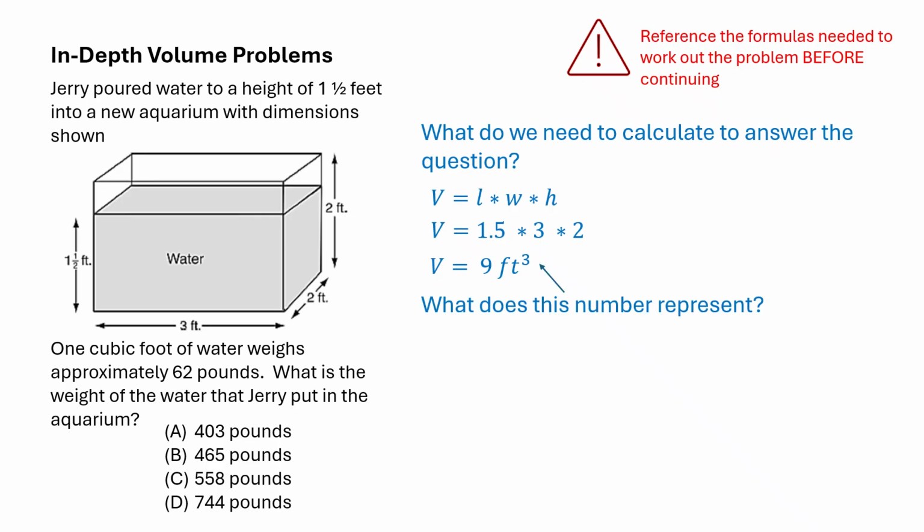What does the 9 represent here? Can you finish this problem out now? So remember, 1 cubic foot of water weighs approximately 62 pounds. So if 9 is the volume of the water, multiplied by 62 should give us that answer of C, 558 pounds.